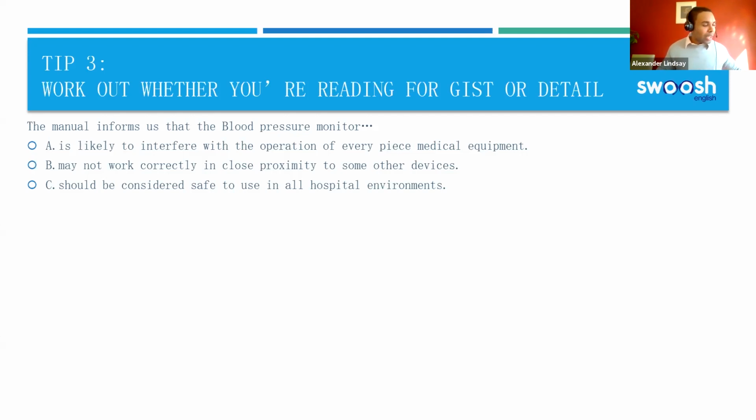So, if we have a look then, I've got a question on the screen here. The manual informs us that the blood pressure monitor, and now we've got all three options for this question. Just looking at the question, what kind of reading skill do you think you're going to have to use for this specific question? Do you think it's going to be just reading for gist, or do you think it's going to be detailed reading? Just have a look at the question, and then in the chat, let me know what you think.